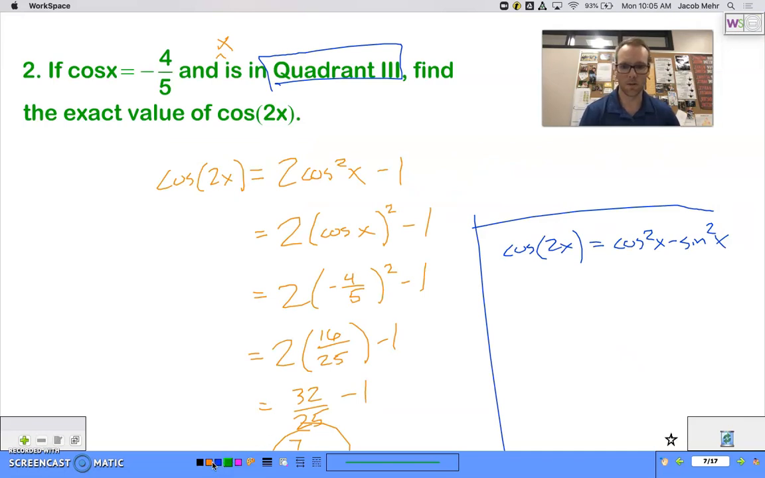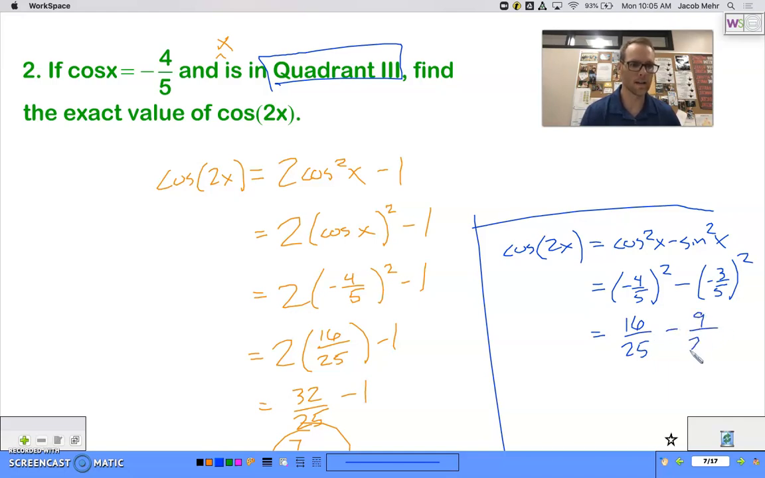So now let's substitute in the cosine squared. Well, cosine is negative 4/5 squared. The sine is negative 3/5. We square that. I'm racing the clock here. This is 16/25 minus 9/25, which is 7/25 again. Very good. All right, so that's what I wanted to show you with the double angles.